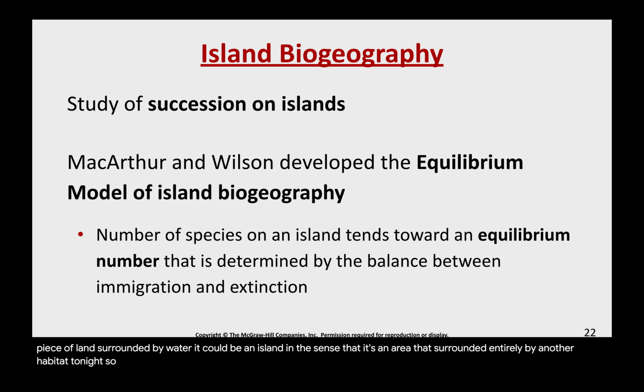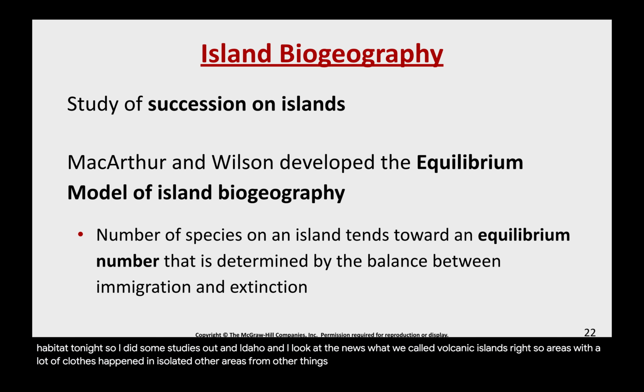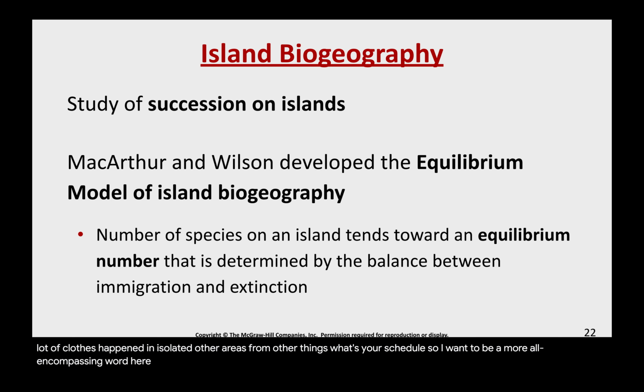So I did some studies out in Idaho, and I looked at what we call kipukas, which are volcanic islands: areas where lava flows isolated other areas from each other, creating these island communities. And it wasn't your typical island, so island can be a more all-encompassing word here. When we're talking about island biogeography, all my examples are going to focus on the typical island, just for ease of your understanding.